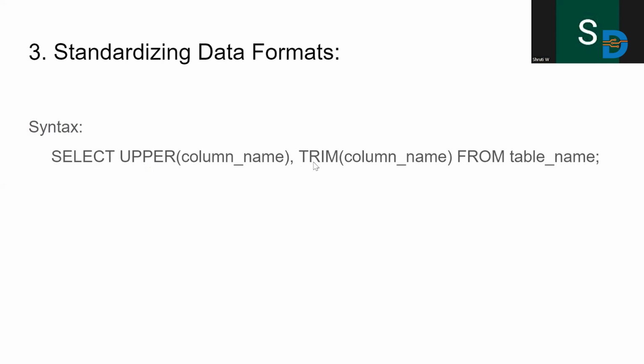If you want to extract some parts of a string, you can go for SUBSTRING. So SELECT UPPER means you are converting all the characters to uppercase for that column name, and then the TRIM function with the column name. As I mentioned, it is going to remove the unwanted spaces in your data, and you have to mention the table name you are selecting from.